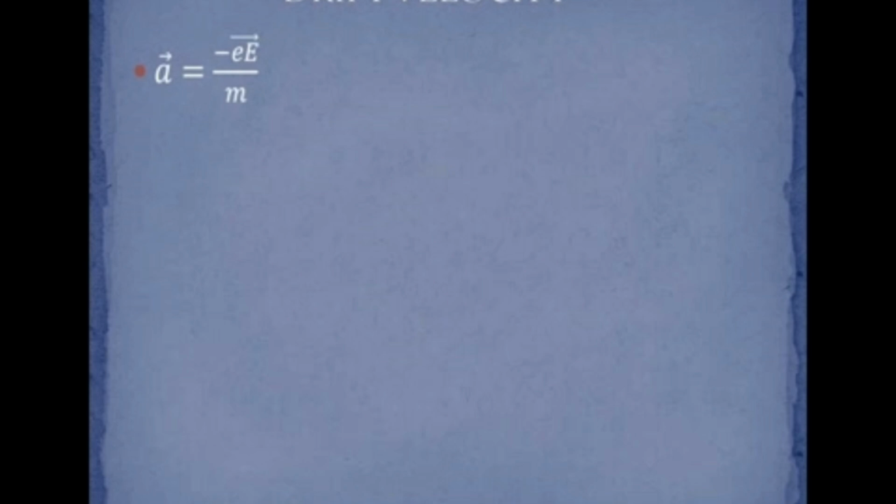So this indicates that the electron is negatively charged. So A is equal to small e, capital E vector. E is an electric field. Electric field has a direction. So electric field divided by mass M.